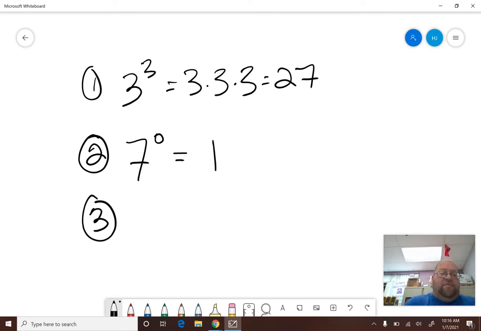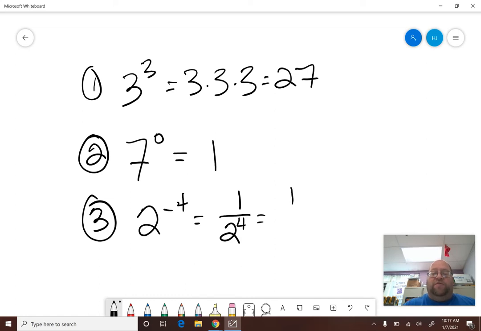So let's talk about number 3. Number 3 is 2 to the negative 4 power. Okay, 2 to the negative 4 power. So the first thing I'm going to do is I'm going to place that underneath of 1. Okay, so I'm still going to keep the same base. The only difference is this exponent is no longer negative. It is positive. So I have 1 over 2 to the 4th power.